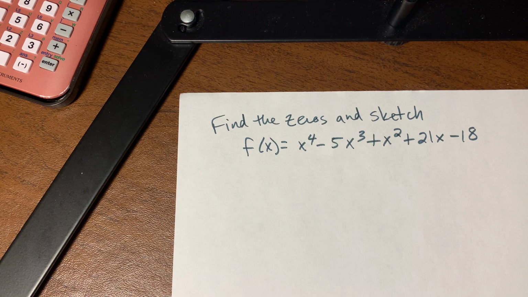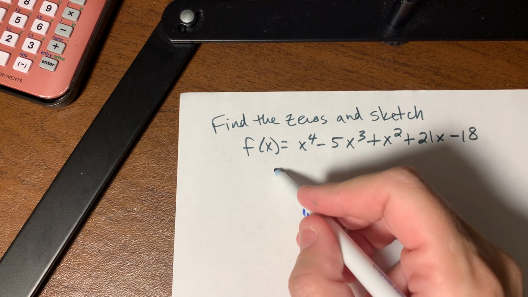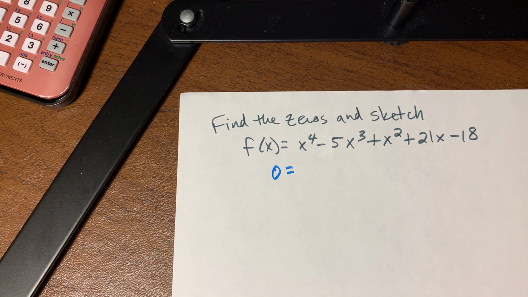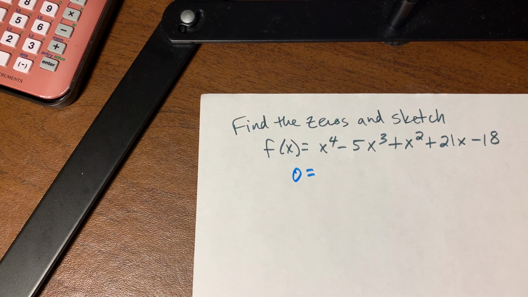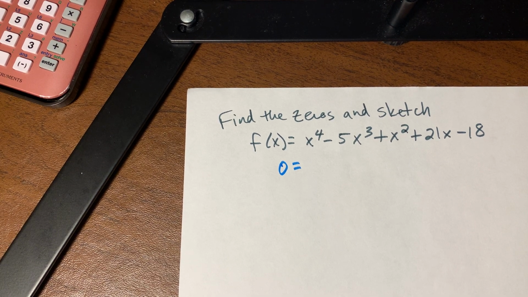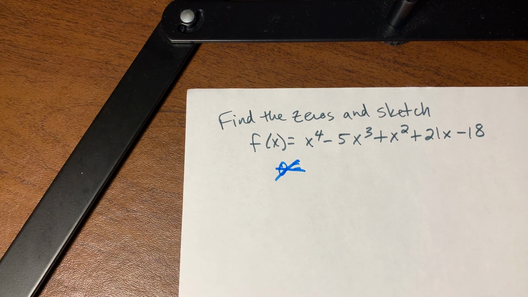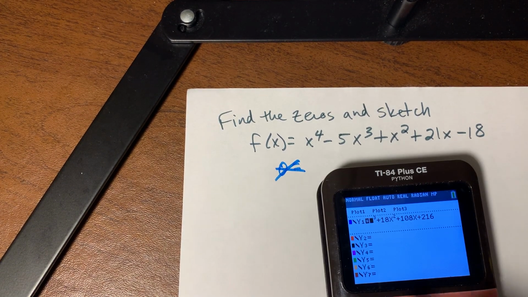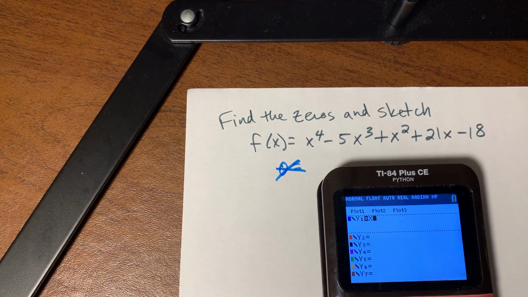So first thing I'm going to do is set it to 0 and see if I can try to get any kind of factors here. Which, honestly, I'm looking at it. There's no way I know how to factor that. So I'm not doing that. I'm going to go into the calculator and see what I can find.